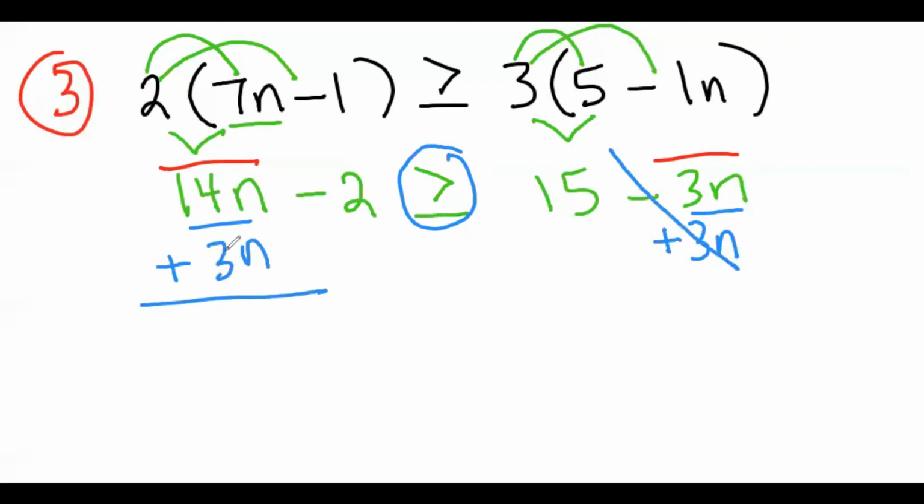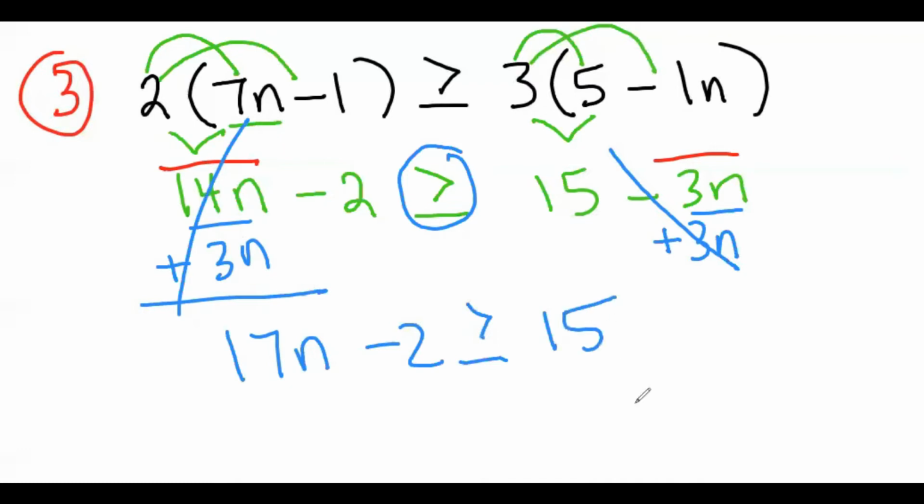Then we have 14 plus 3. We know it's going to be 17n. We're going to cross this out. We bring the -2. We bring the sign down. And then we bring the 15 down. And then at this point, we say, well, what are our like terms? We have like terms of 15 and -2. Out of those two, which one are we going to move?